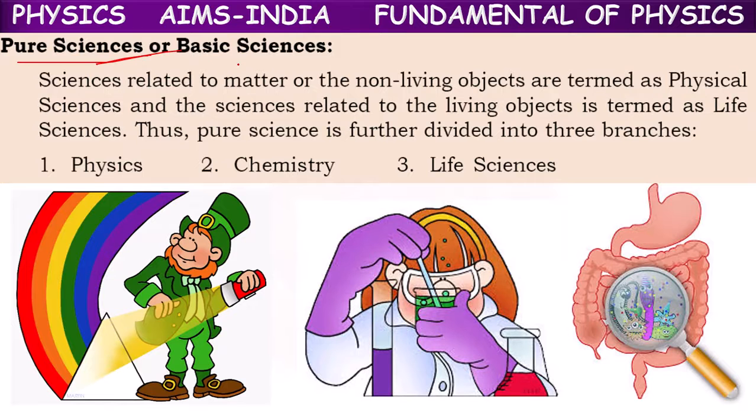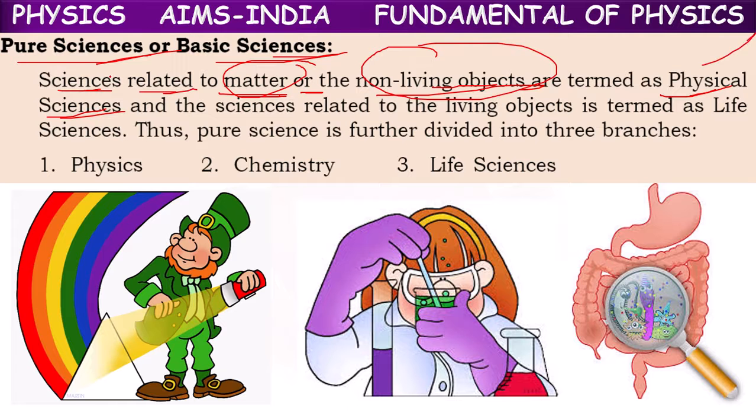So pure sciences are basic sciences. Sciences related to matter or non-living objects are termed physical sciences. Means if you are studying about matter or non-living objects, then that science is mainly called physical science. And the sciences related to living objects are called life sciences. So pure sciences can be divided into three types: physics, chemistry, and life science.